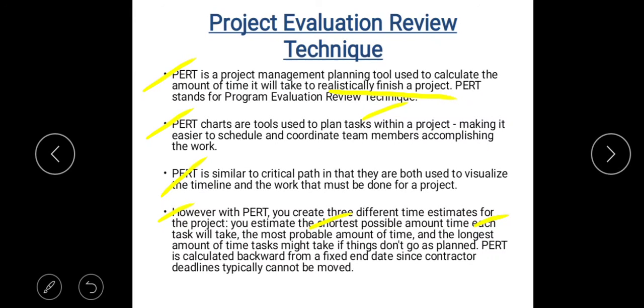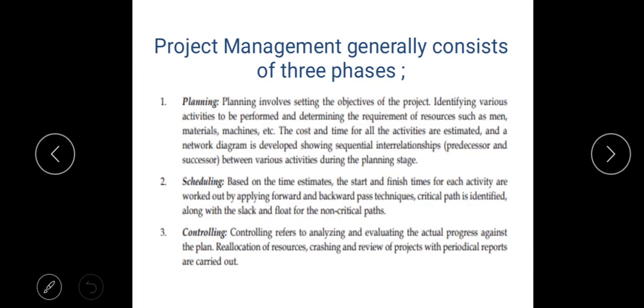Let us go to the next topic, that is network components or network scheduling. In the previous video, while explaining the phases of project management, in the first point we came across the word network diagram. I mentioned there that you are going to understand it clearly in the upcoming slides. So now let us understand what a network diagram is.